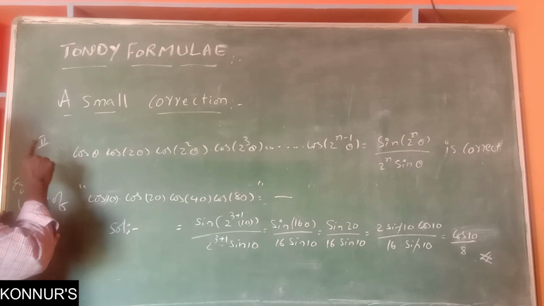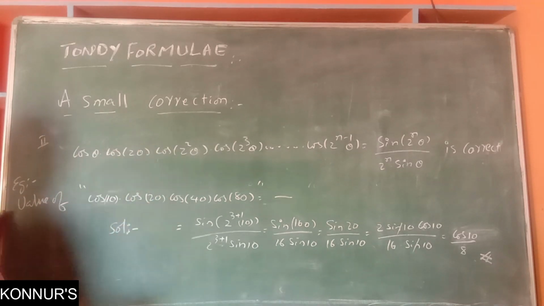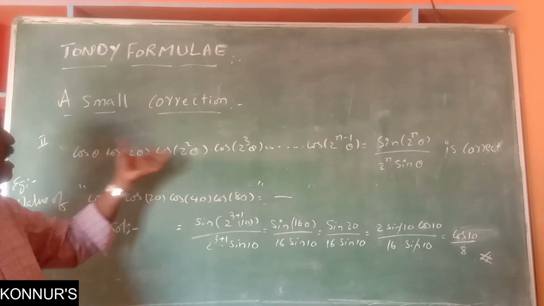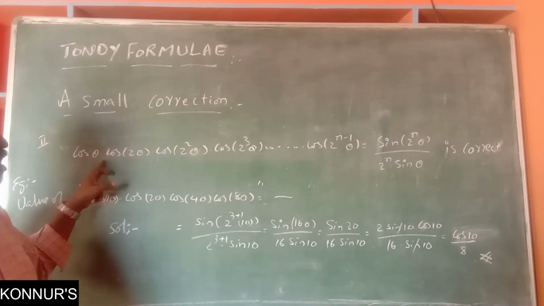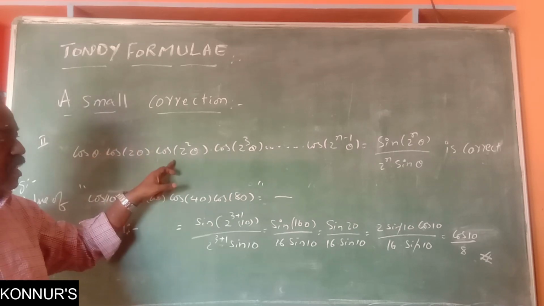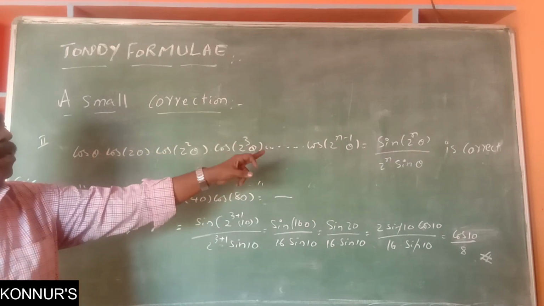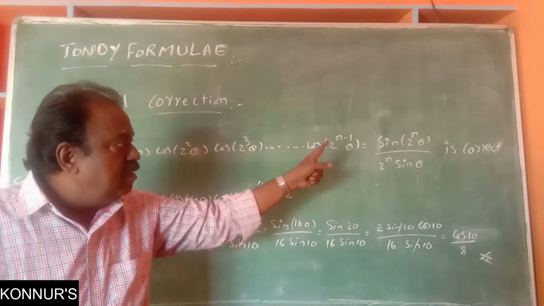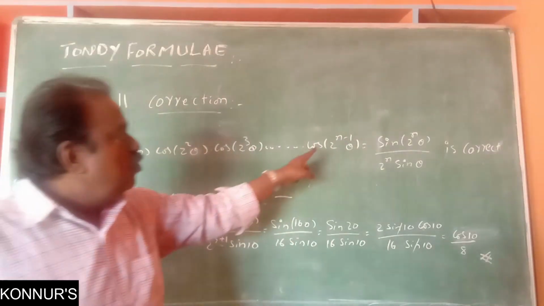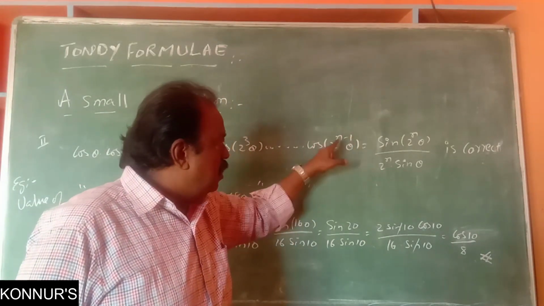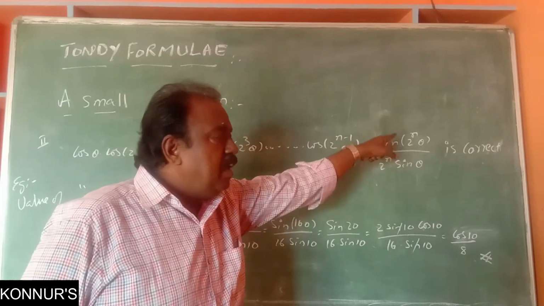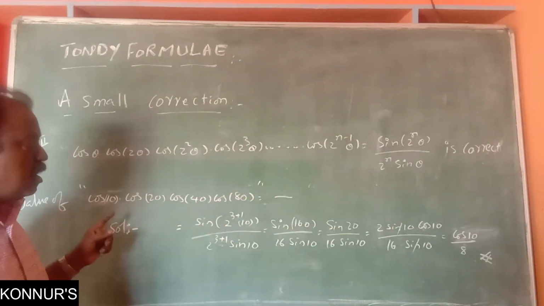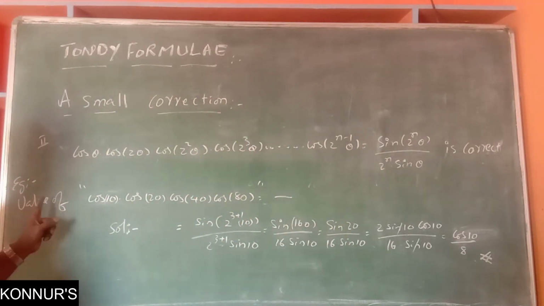You see, all in the LHS are cos. These are a product of n cosines: cos theta, cos 2 theta, cos 2 square theta, and so on up to the last, cos 2 power n minus 1 theta. And its answer in the RHS is only a sine. You see 2 power n minus 1 here, but in the RHS 2 power n only: sin 2 power n theta by 2 power n sin theta. Now, we come to the example.